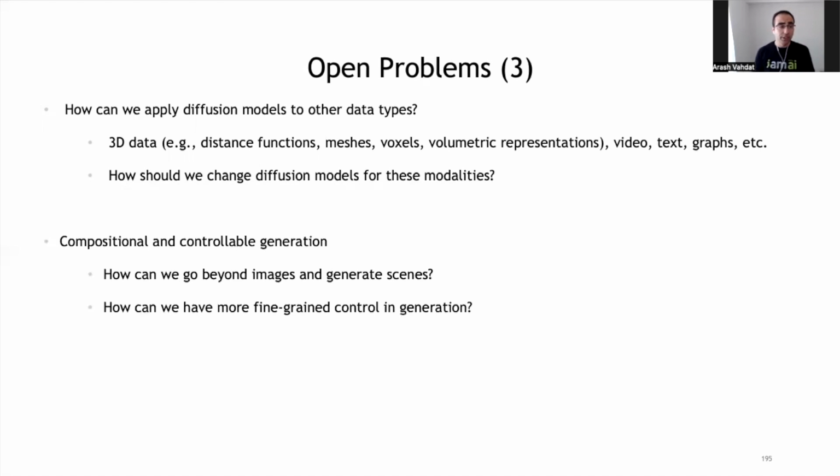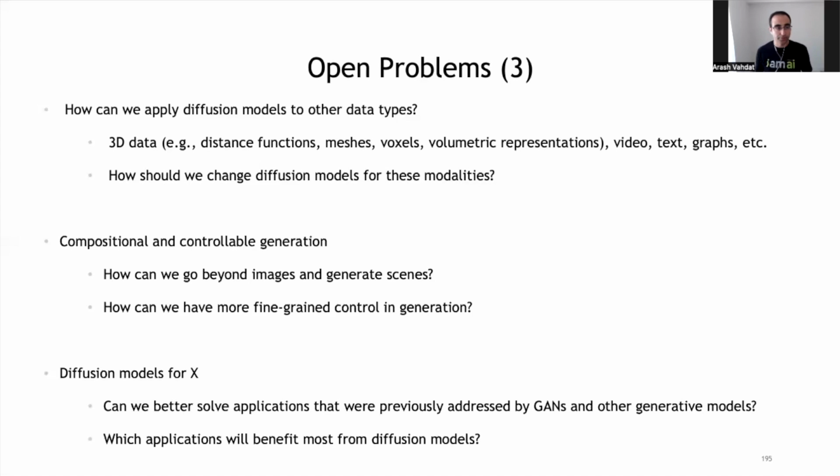One area of research is composition and controllable generation. This will allow us to go beyond images and generate larger scenes that are composed of multiple objects, for example. Tackling this problem will also allow us to have fine-grained control in generation. So one interesting open problem is how we can achieve composition and controllable generation using diffusion models.